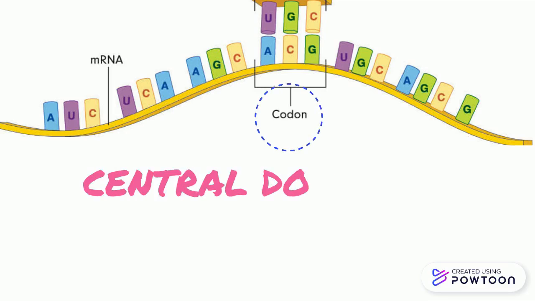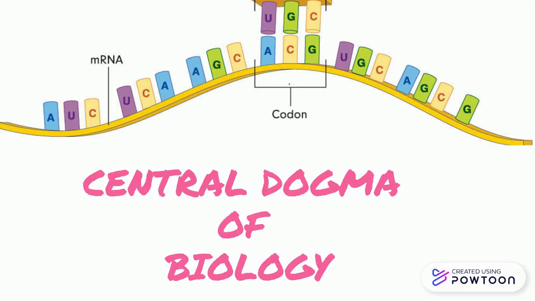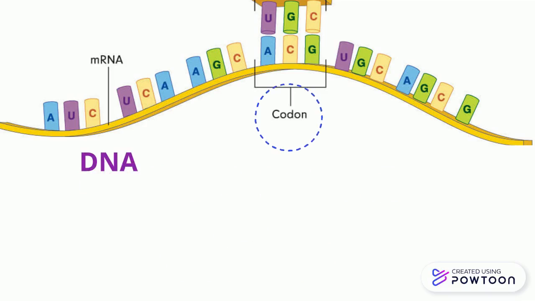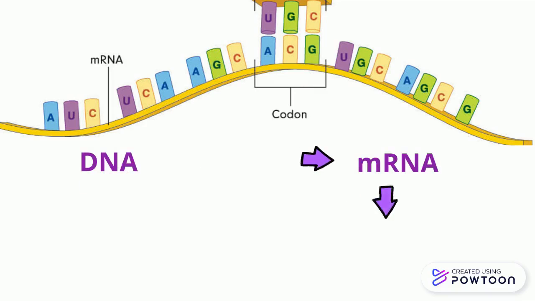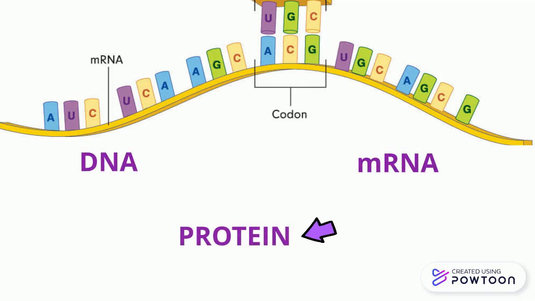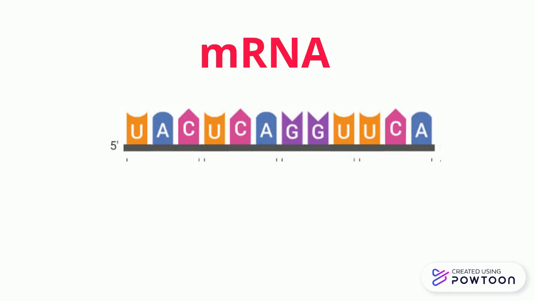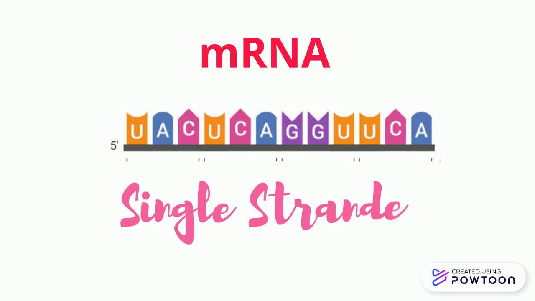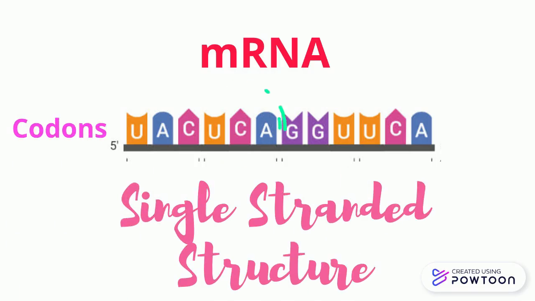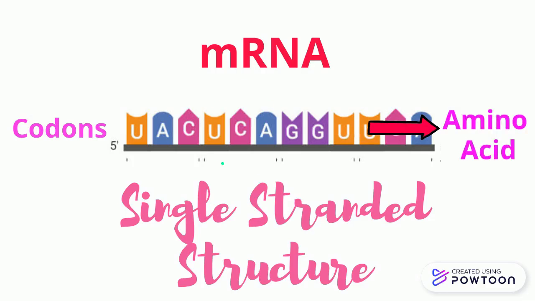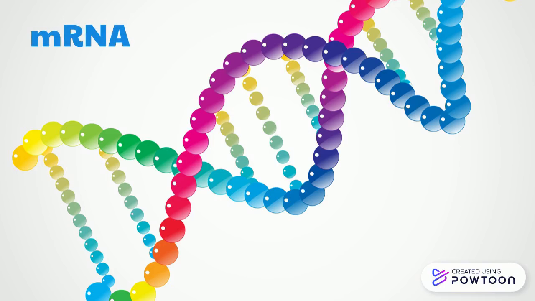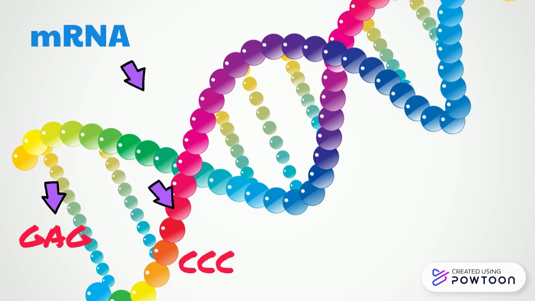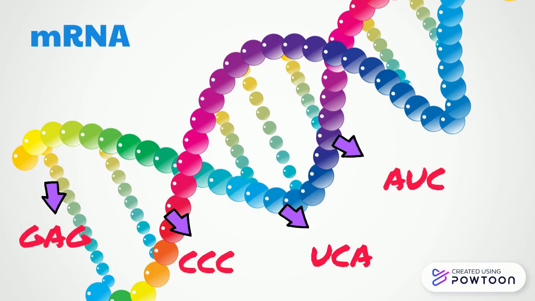Looking back at the central dogma of biology, this begins with a DNA molecule. From the DNA, it produces mRNA, and from mRNA, it produces protein. mRNA, which has different bases coming out because it is a single-stranded structure, and 3 of those bases coming out are called codons, which are specific for coding a particular amino acid. In mRNA, there are many types of codons, which are placed in a chart called the genetic code.